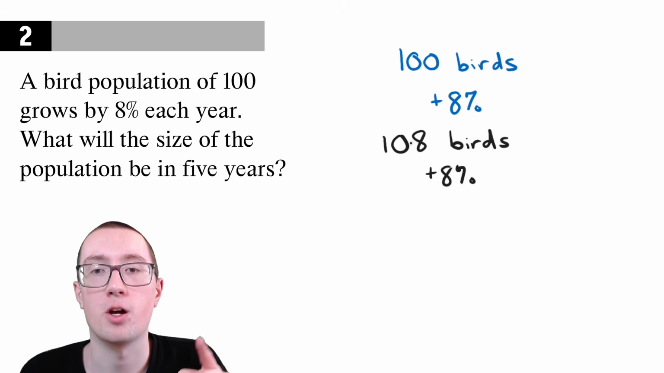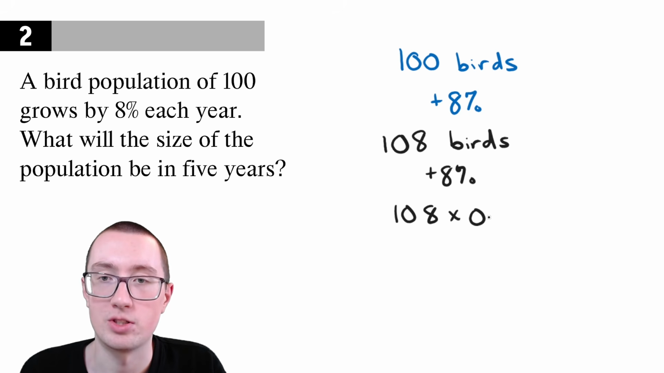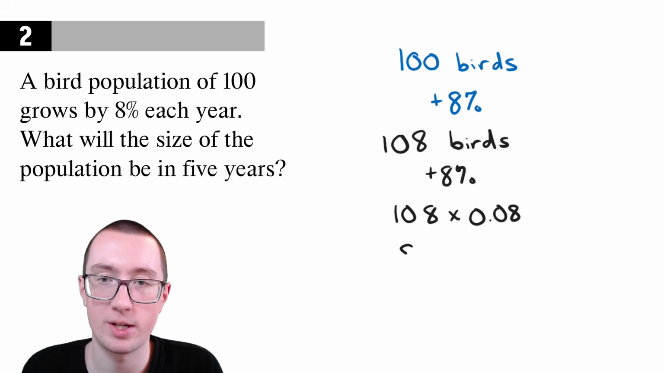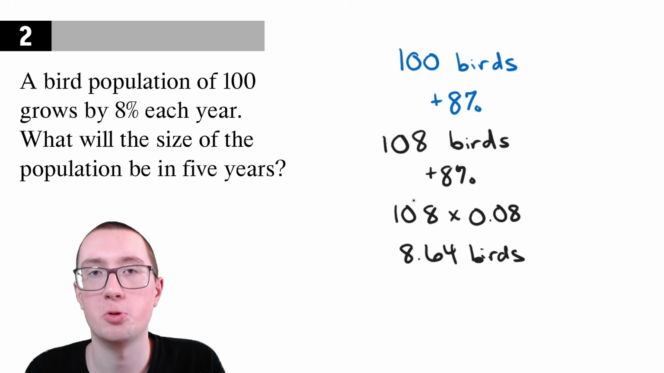But this is 8% of 108. So it's actually going to be a little bit more than 8 this time. So to find out how many birds this is going to grow, we would have to do 108 times 0.08. And if we put this in our calculator, we get 8.64 birds. So we could just keep doing this 5 times, or we can use a formula.